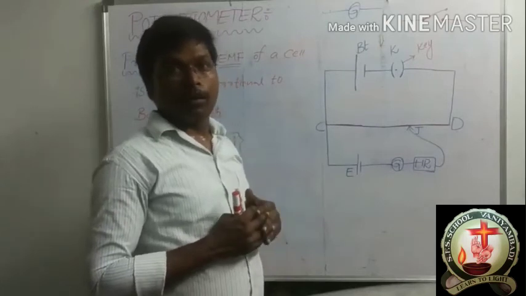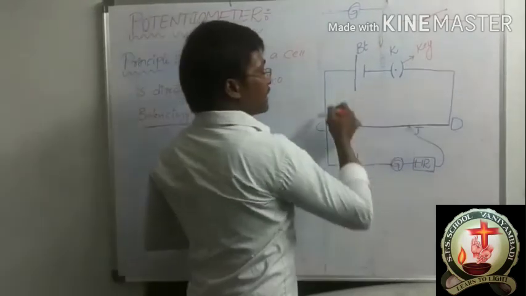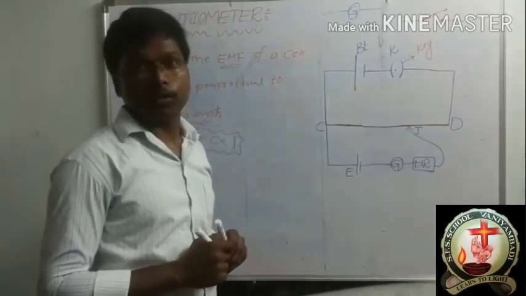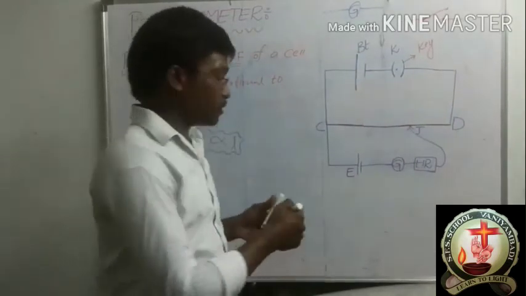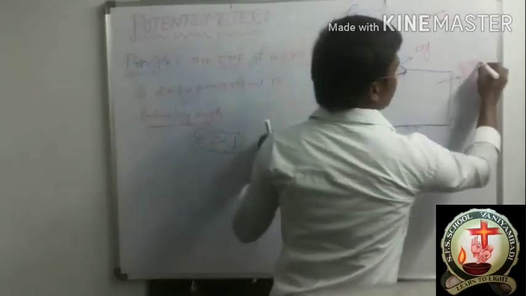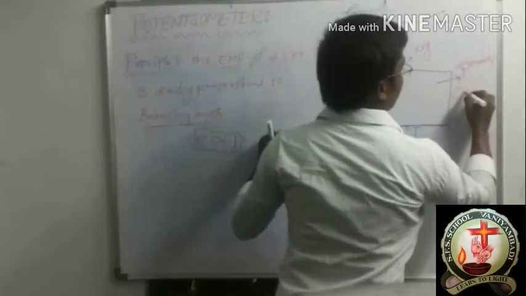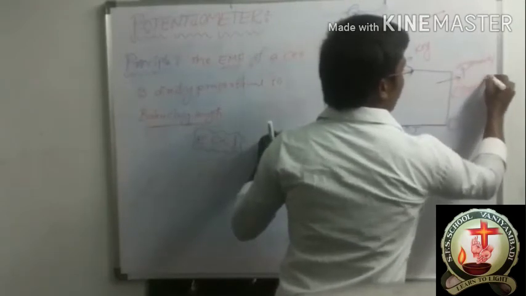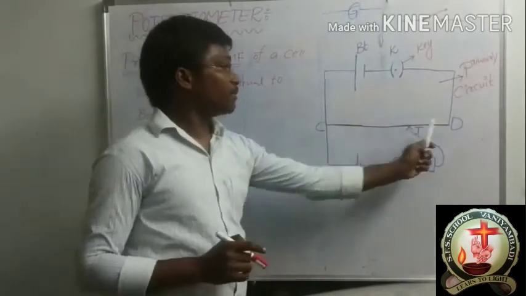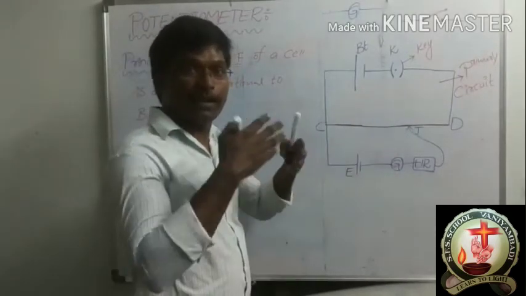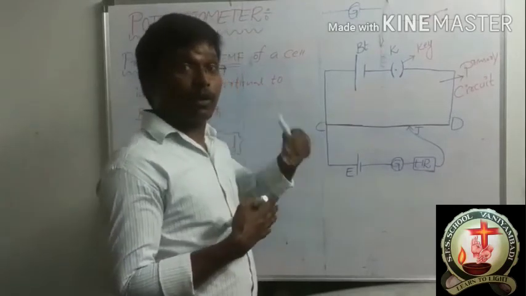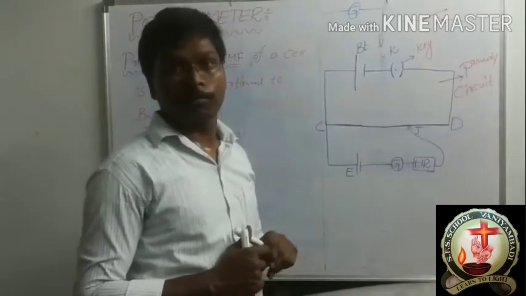Okay, and this is nothing but a primary circuit. We should call this the primary circuit. Remember, it is important. This battery, this key and this potentiometer wire, these three are connected in a series format. This is what we are calling the primary circuit.